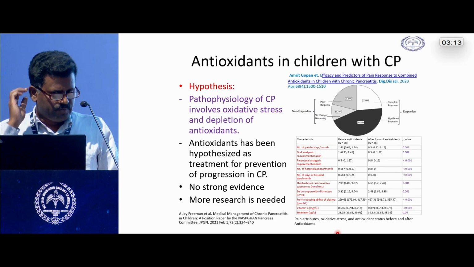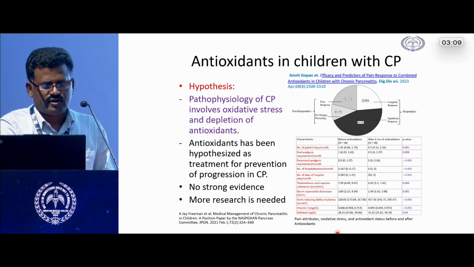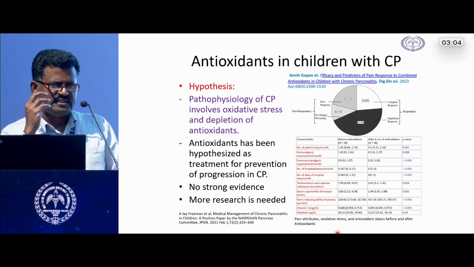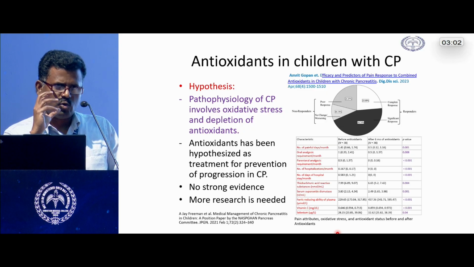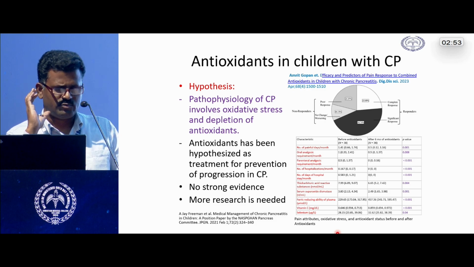Coming to another interesting topic, antioxidants in children with chronic pancreatitis. The hypothesis is that there is oxidative stress and a depletion of antioxidants that have a role in the pathophysiology of CP. By giving antioxidants, we can prevent the progression of CP, but there is no strong evidence for this hypothesis.